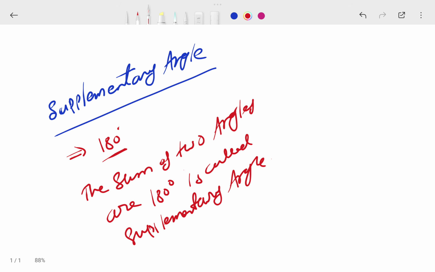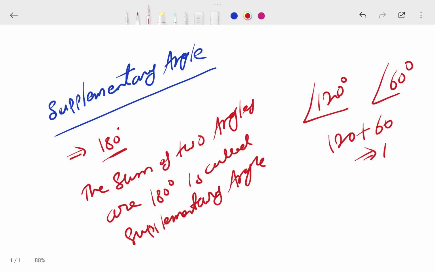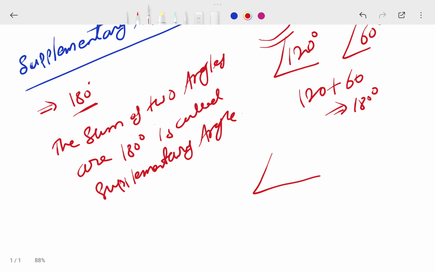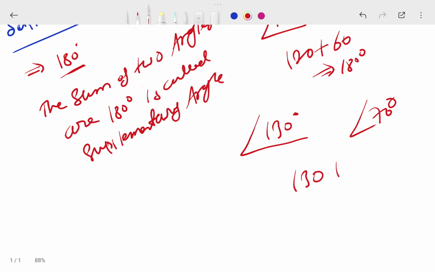Let's suppose this one angle is 120 degrees and another angle is 60 degrees. When you add both of these angles, how much is it going to be? 180. If it is 180, then this is called a supplementary angle. Let's suppose this angle is 130 and this angle is 70. Add both: 130 plus 70 is going to be 200, so it is not a supplementary angle.